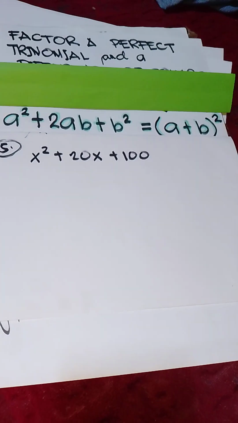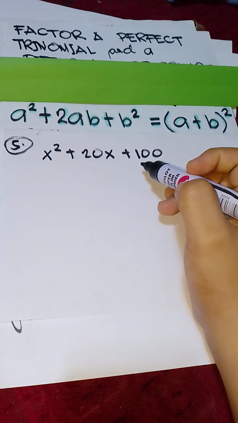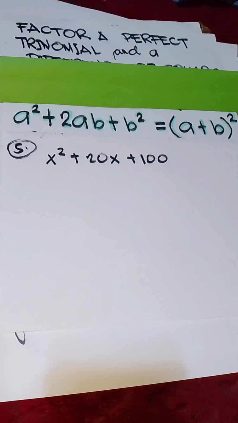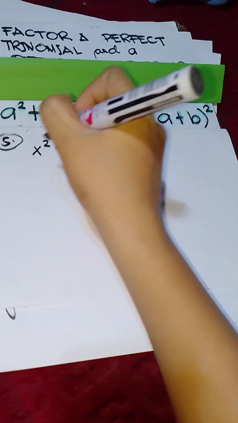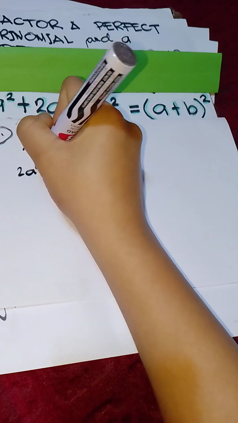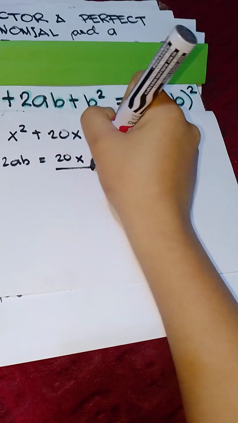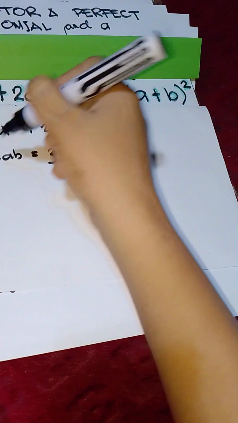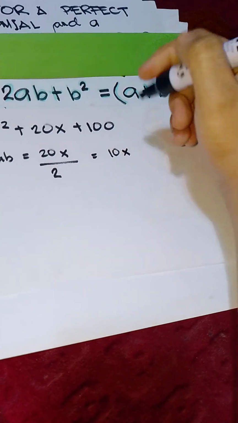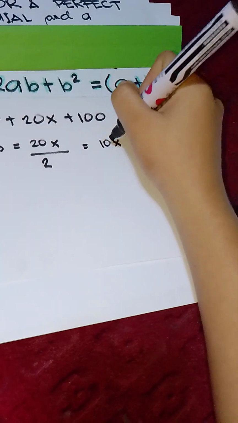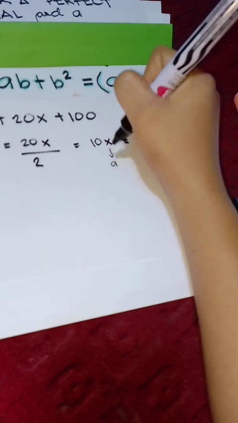Now for our next example, we have x squared plus 20x plus 100. The same as what we have done in the fourth example. We have the middle term 2ab, so we'll get 20x. So we're going to divide this by 2 to get the product of ab. So the result is 10x. And then divide it by x. Therefore, we can conclude that this is our A and this is our B.